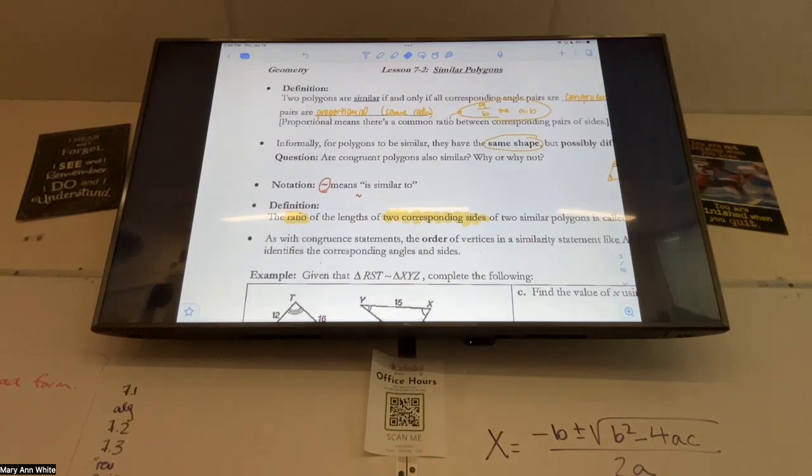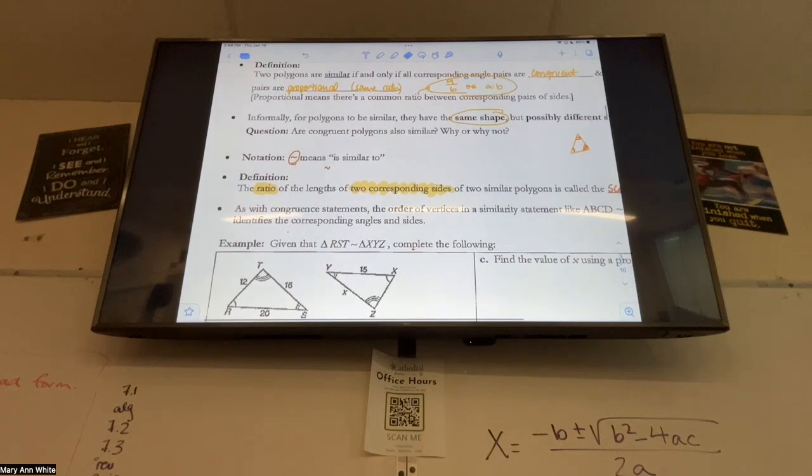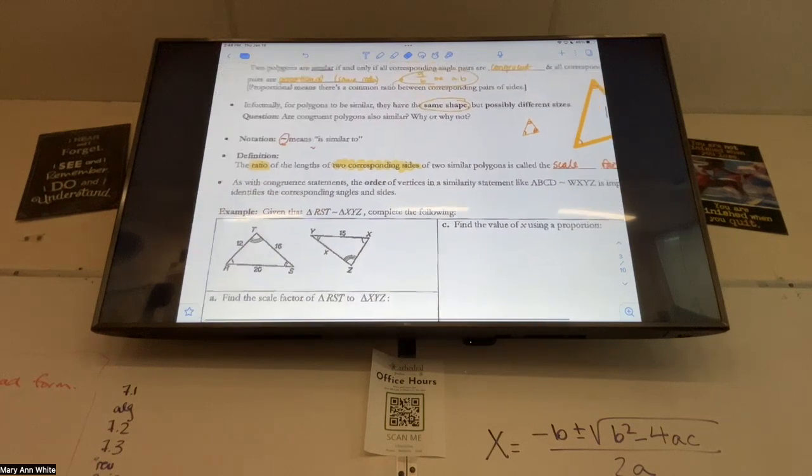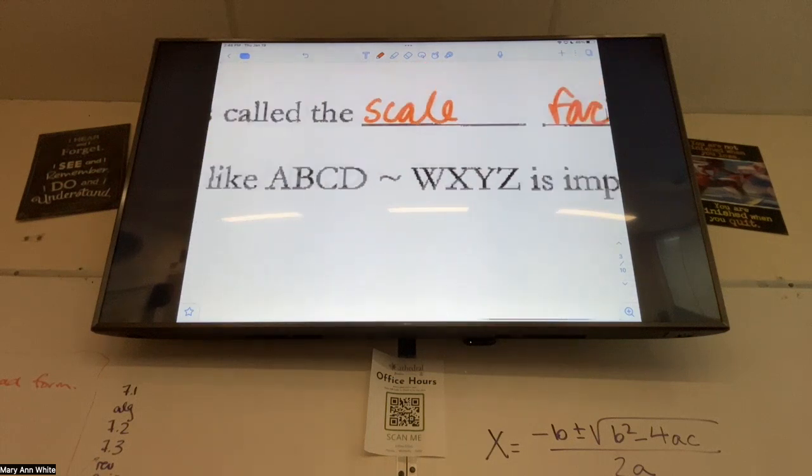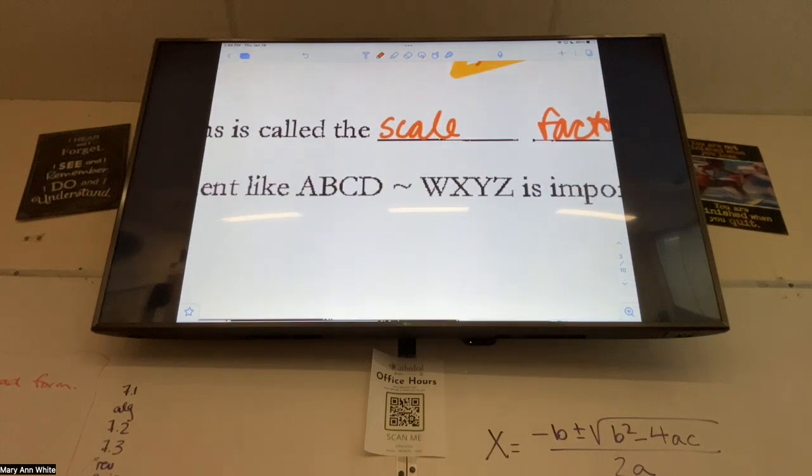So is there anything else I need to mention? Okay. And then the very last statement, this is something that we've talked about before with congruent statements. When I said this shape is congruent to this other shape, the order of the vertices matters. It matters that I put it in this order. A, B, C, D is similar to W, X, Y, Z.